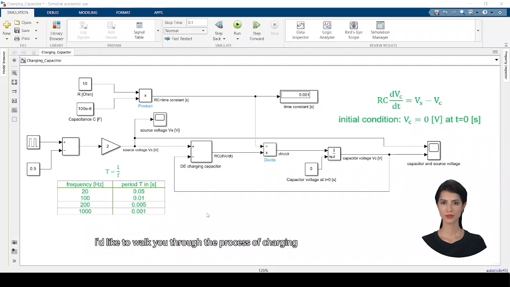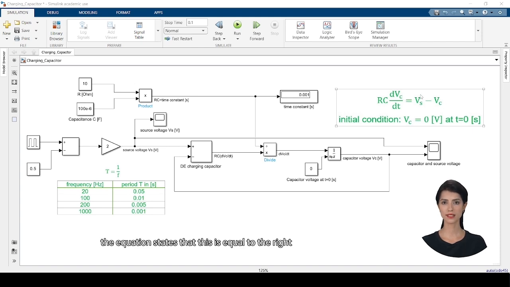I'd like to walk you through the process of charging and discharging a capacitor using the Simulink program, as displayed on the screen. This program solves the differential equation that governs the capacitor's behavior. First, let's look at the summing block, which represents our differential equation. On the right side, the summing block calculates the derivative of the capacitor voltage, multiplied by R times C. This matches the left side of our differential equation.